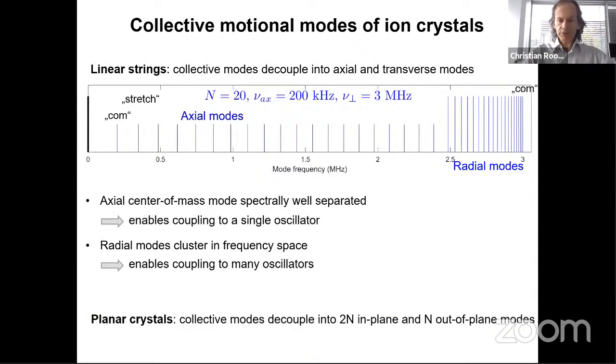In the case of a planar crystal, you again have collective modes of motion, but this time you now have two sets of motion. There's one motional mode set that describes the vibrations of the ions in the plane of a planar crystal. And then if you have n ions, there are n out of plane modes that describe the motion perpendicular to this plane in which the ions are located.